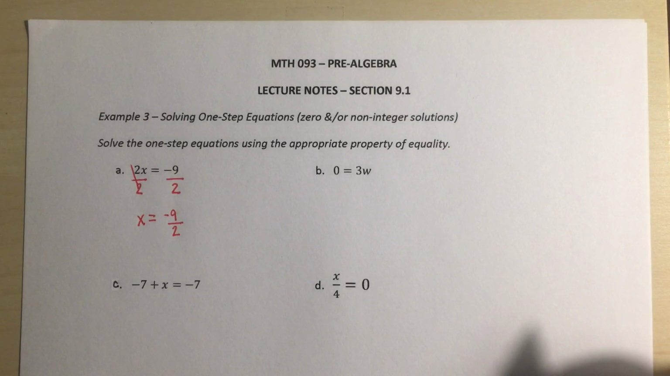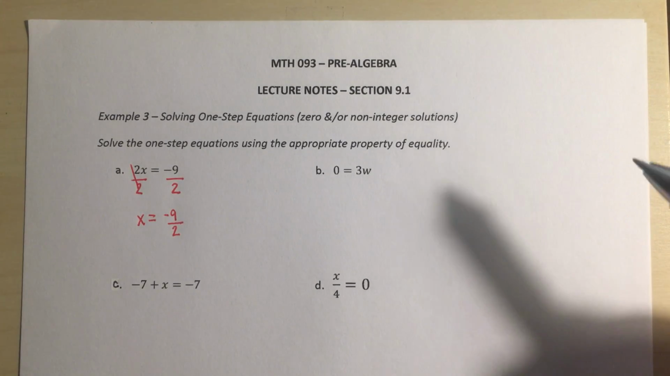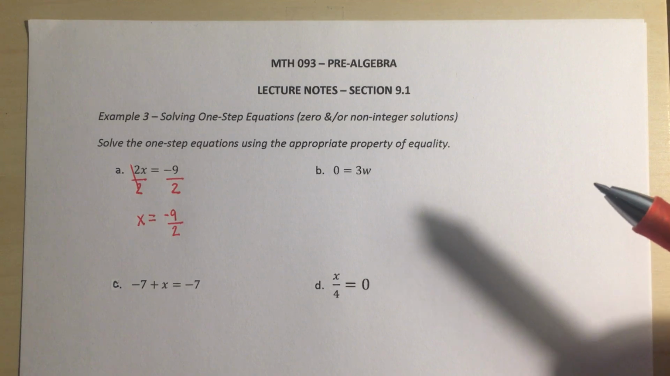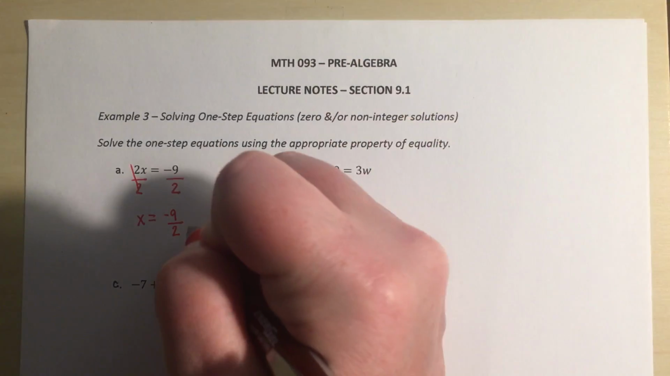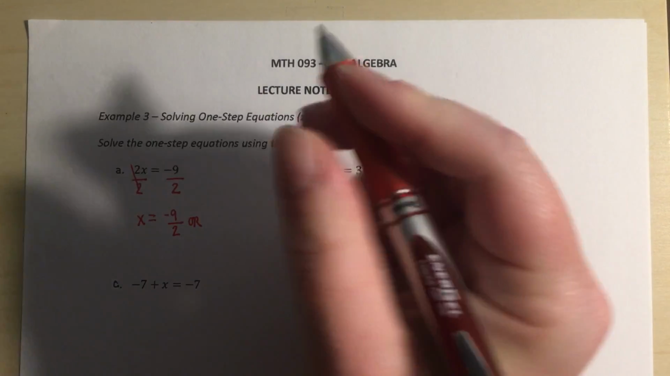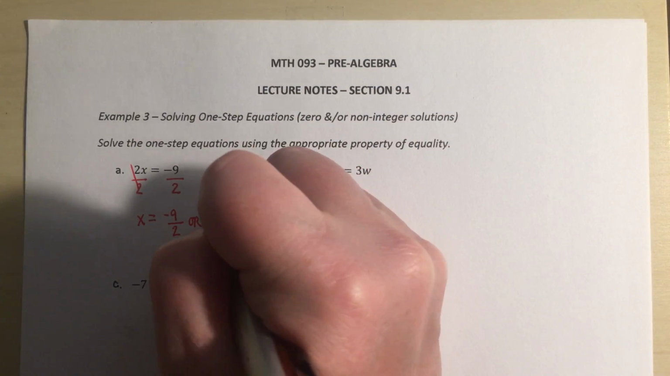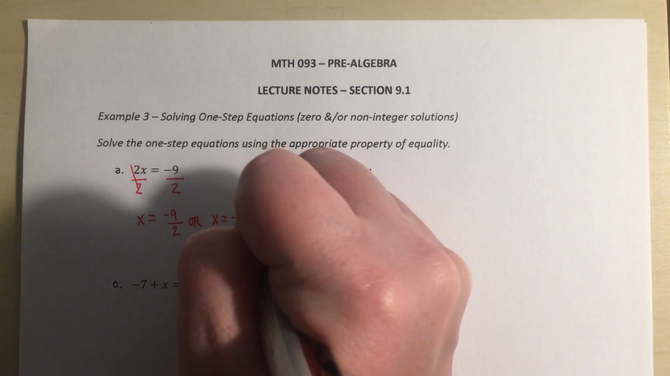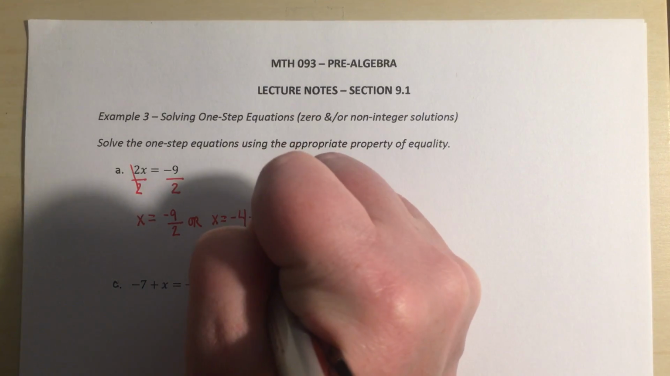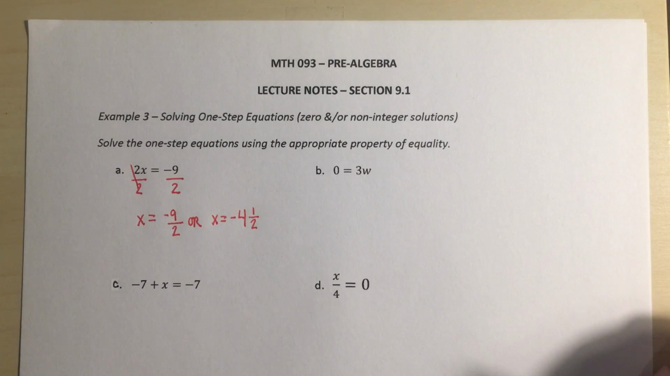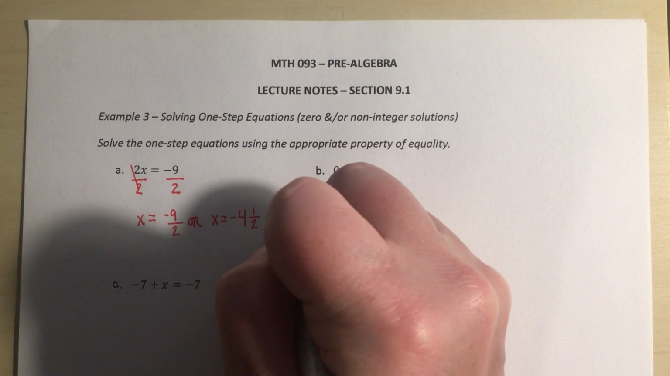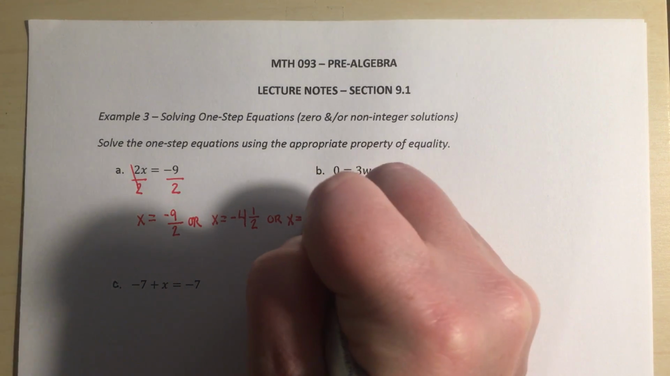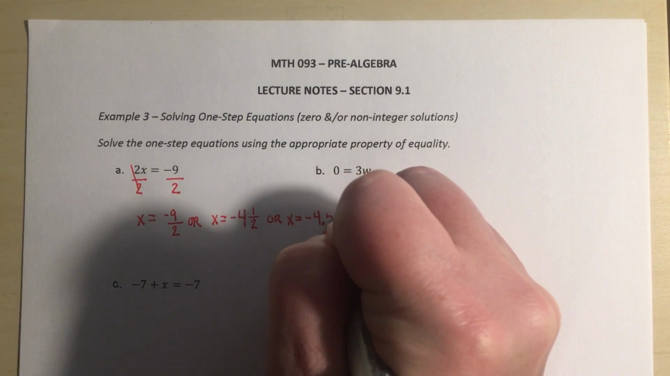We can write it as negative 9 over 2 as a fraction, that is an improper fraction. Our numerator, our top number, is larger than our denominator. We could write this as a mixed number. So we could say x equals negative 4 1/2, because 2 divides into 9 4 times with 1 left over. Or if we chose to write this as a decimal, we could have x equals negative 4.5.